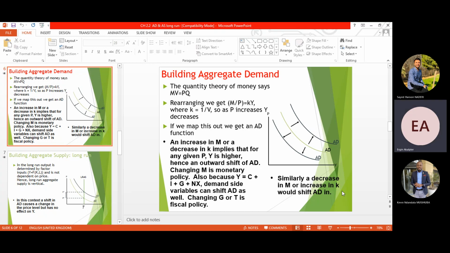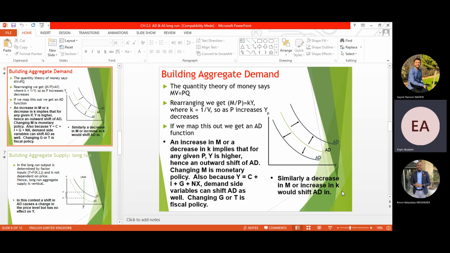Also, because Y is equal to C plus I plus G plus NX, demand-side variables can shift the aggregate demand as well. As you see here, Y is the output, with consumption, investment, governmental expenditures, and NX the net exports, which is going to be enlarged and affects the output. Therefore, any of these going down or up will affect and change the output, the so-called produced goods and services in the system.